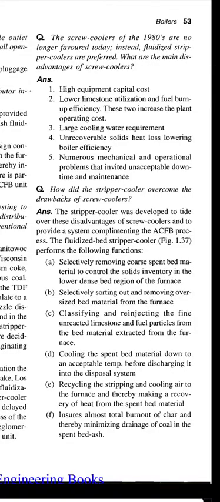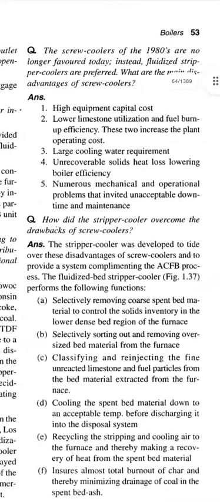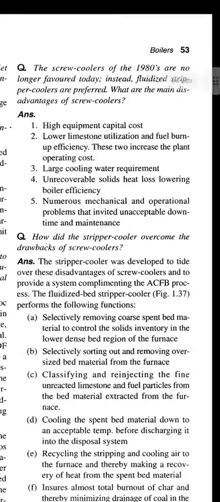This is page number 53. The question: the screw coolers of the 1980s are no longer favored today. Instead, fluid-based stripper coolers are preferred. What are the main disadvantages of screw coolers?